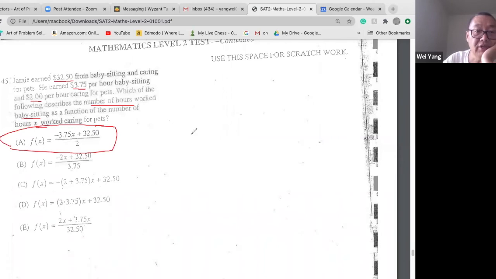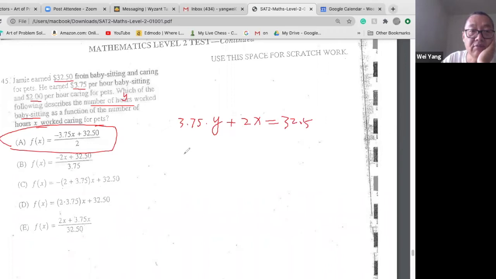Okay, so here, first we can write this equation. We can just write 3.75 times, suppose that's y. This y is the number of hours worked babysitting. Then plus 2 times x. x is the number of hours caring for pets. This gives us $32.5.